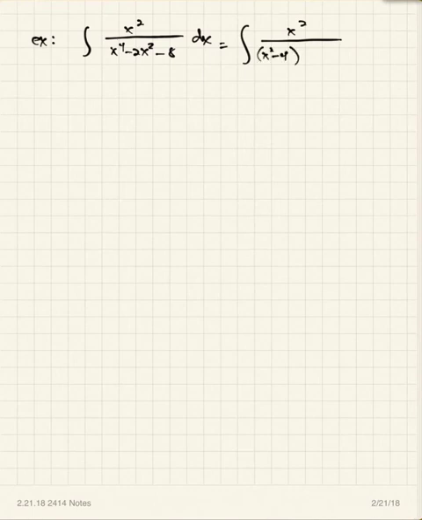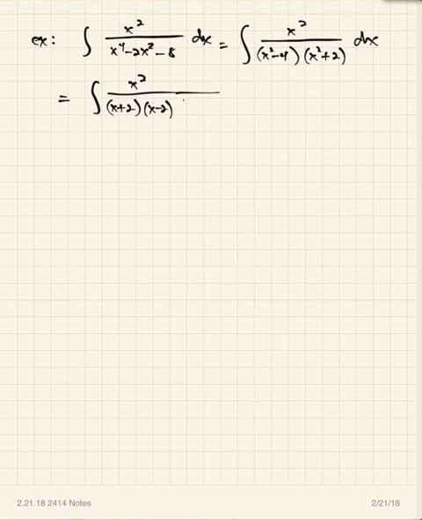The denominator on this one does factor as x squared minus 4 times x squared plus 2. Just a trinomial. And then the x squared minus 4 factors as x plus 2 times x minus 2. But the x squared plus 2 is non-factorable. So that's our irreducible quadratic in this problem. Okay, so this is another case 3 problem.